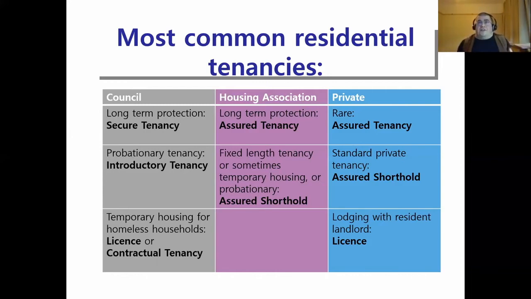Now, housing associations don't have introductory tenancies, but sometimes as an alternative for probationary tenancies or as fixed-term tenancies, sometimes to house homeless households, they do use assured short-hold tenancies, which are basically the same as assured tenancies, but short-hold means that there's a fixed period of the contract. A minimum of 6 months, could be longer, could be several years. But at the end of that fixed term contract, the housing association has got a guaranteed right to repossess the property just by giving notice.